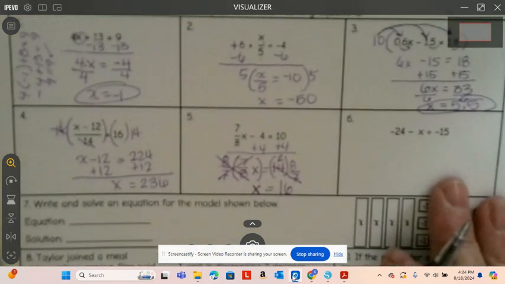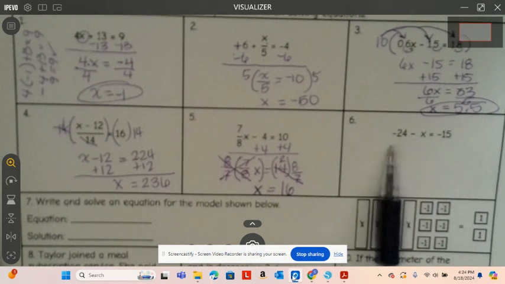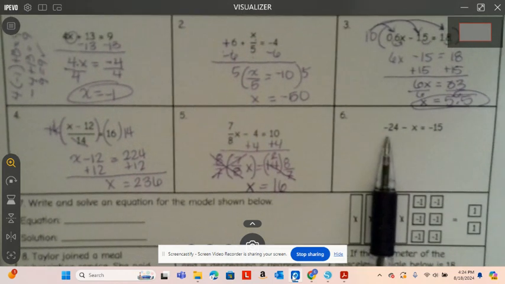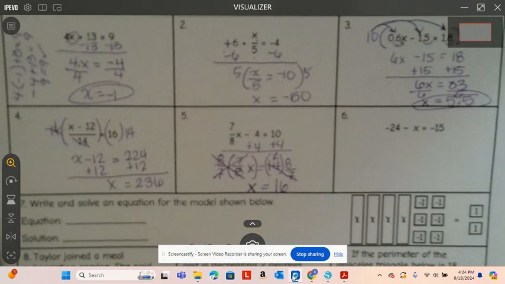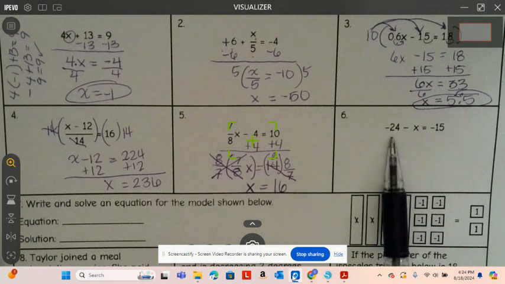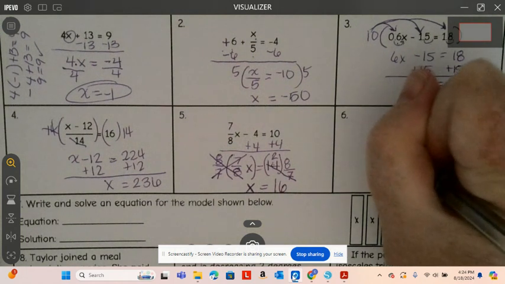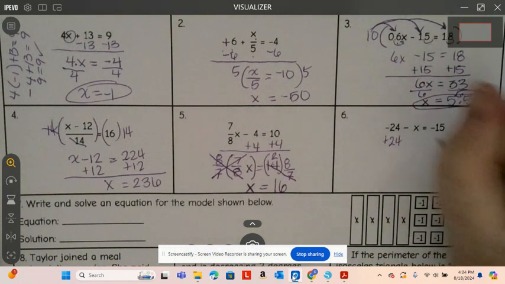Alright, the last one we're going to do together, and then I'm going to have you guys practice on your own, is going to be this last one, number 6. We need to look for the constant. Remember that the constant is the one that has no variable, all by itself. So in this case, the constant is negative 24. The opposite of negative 24 is positive 24.